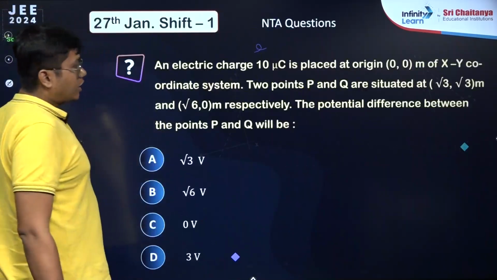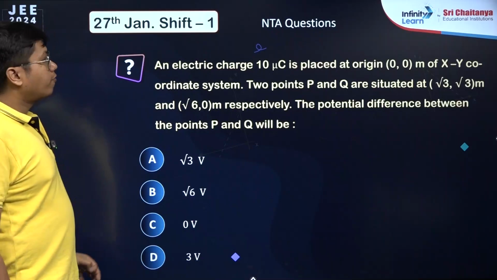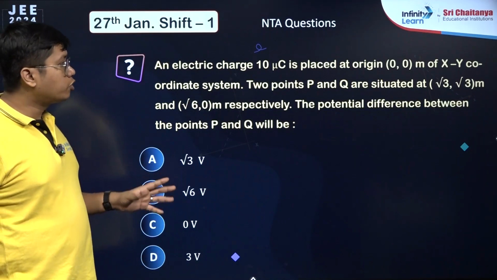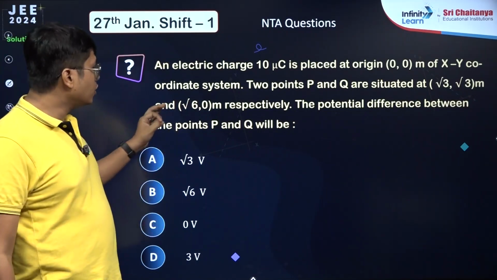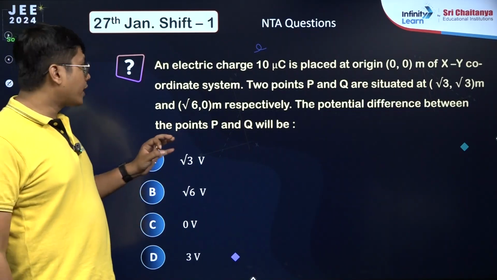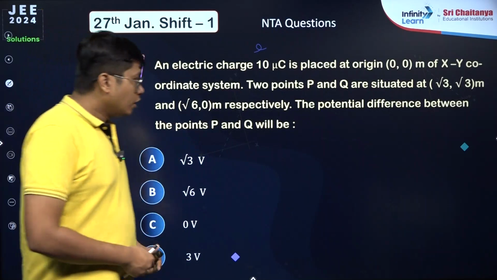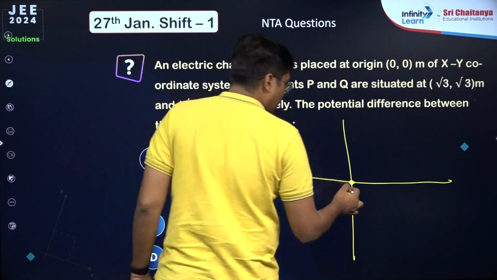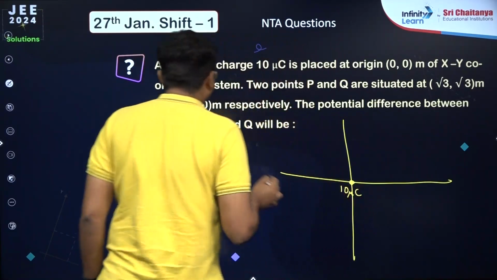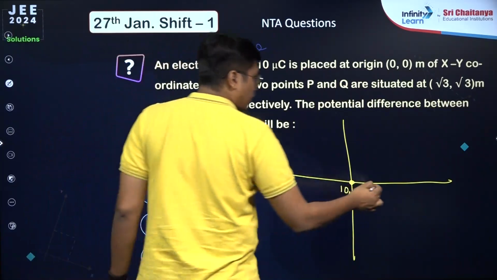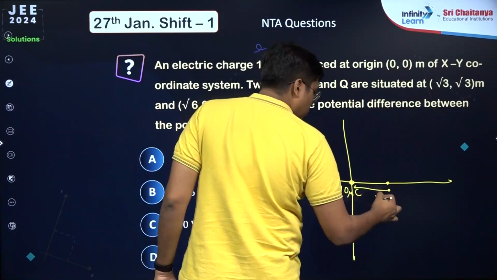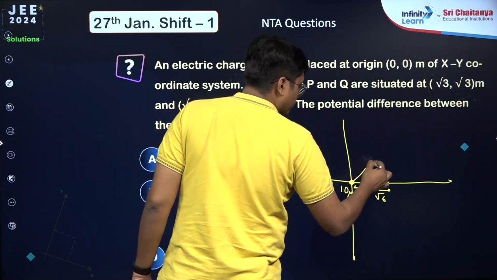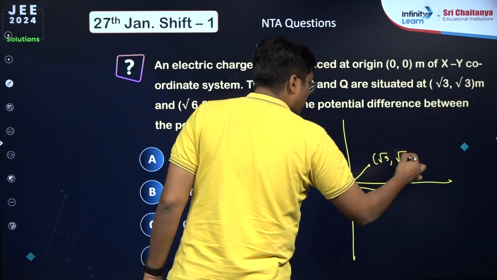Next question. An electric charge of 10 microcoulomb is placed at the origin of an XY coordinate system. Two points P and Q are situated at root 6, 0 and root 3, root 3 meters respectively. What is the potential difference between the points P and Q? If you have the coordinate axis like this, this is where you have placed the charge, 10 microcoulomb. One point is root 6, 0, somewhere around here, and the distance is root 6. The other point is at root 3, root 3, maybe somewhere around here.